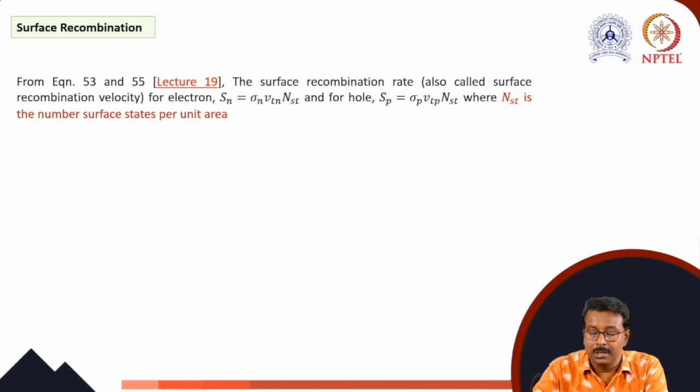This is the surface recombination velocity. And here the surface recombination velocity for electron is the capture cross section times the thermal velocity times NST. But here NST means the defect states per unit area, not per volume like NT. So that's why it is NST. Similarly, SP is equal to sigma p times VTP. NST is a surface density of defect states. That means number of defect states per area, per centimeter square or per meter square.